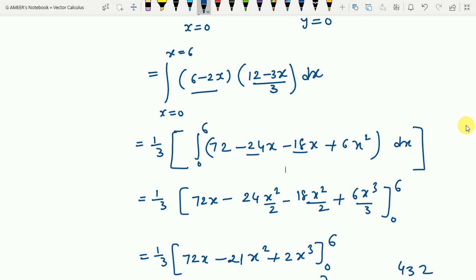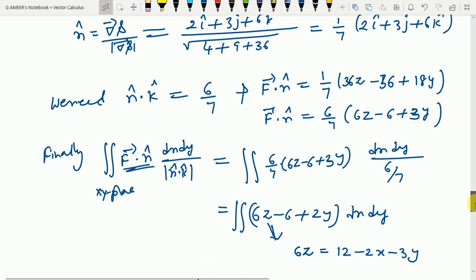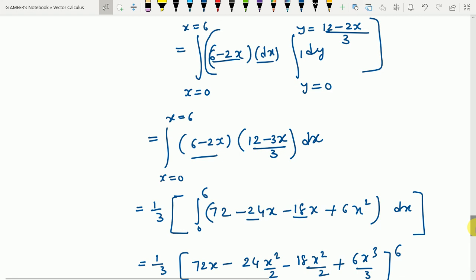So then after that what I'll have? One minute guys. So here you should be careful with the limits. Here it is y is 12 minus 2x by 3. So I put a little mistake here. So 12 minus 2x, here 12 minus 2x. It is 12 minus 2x by 3.